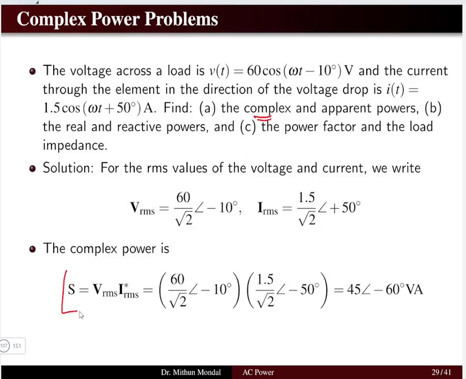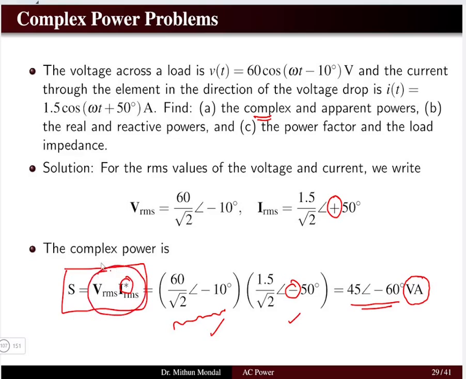The formula for complex power is the RMS value of the voltage multiplied by the conjugate of the current, which is also RMS. Here we are putting the VRMS. Now in the conjugate, the positive sign of the current angle will become negative. The rest will be VRMS and IRMS, and the product of that will give you the complex power. Note down the unit is volt ampere, because that is the product of the voltage and the current.